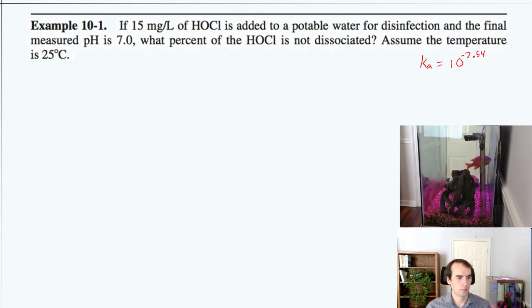So you guys probably are looking this up if you're working on it, but the molecular weight of HOCl you'll need, and that is 52.46 grams per mole. Okay.